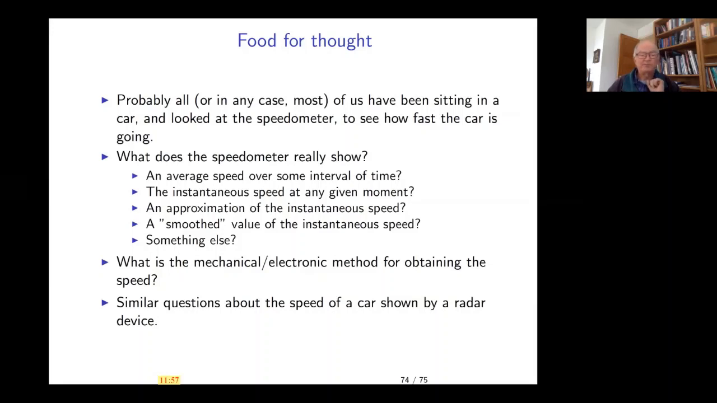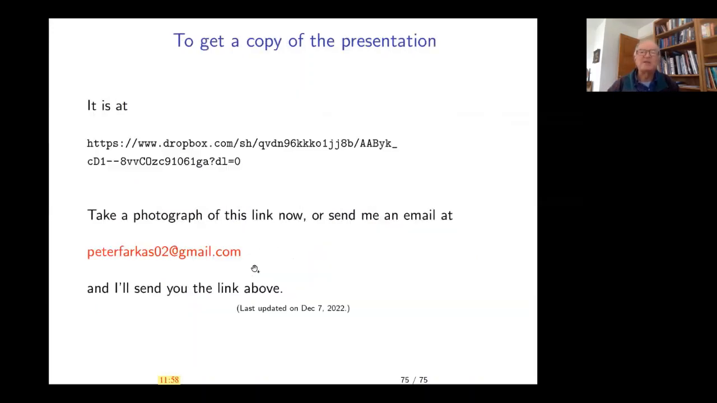Also, what is the mechanical or electronic method for obtaining the speed? How do we get it in a car? Is something connected to the wheels or to the axle? And a similar question about the sadder reality of traffic police trying to catch us speeding when they check the speed by radar. What's happening there? How does that little radar device get the speed of the car? So we might just ponder these questions.